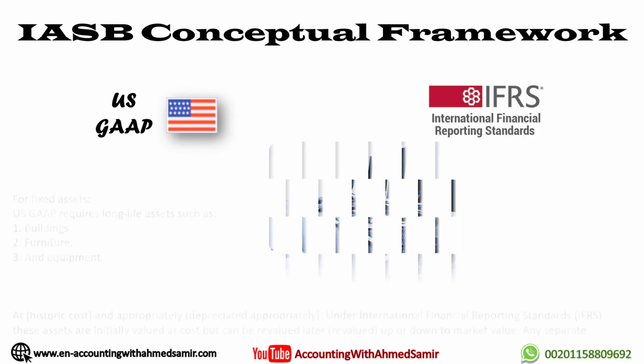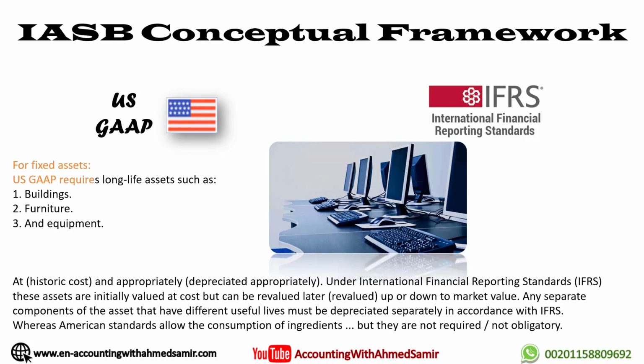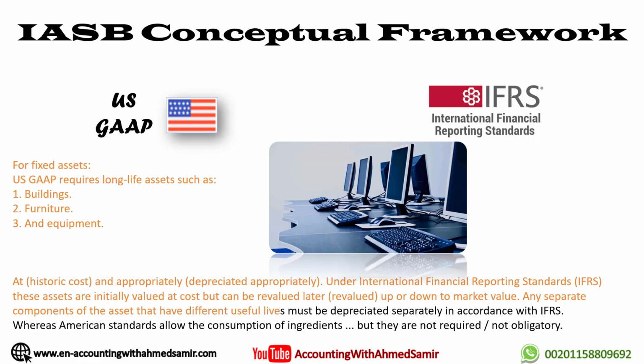Another example, for fixed assets, U.S. generally accepted accounting principles requires long-life assets such as 1. Buildings, 2. Furniture, 3. And equipment at historic cost and appropriately depreciated. Under International Financial Reporting Standards (IFRS), these assets are initially valued at cost but can be revalued later, revalued up or down to market value. Any separate components of the asset that have different useful lives must be depreciated separately in accordance with IFRS. Whereas American standards allow the depreciation of components, but they are not required, not obligatory.